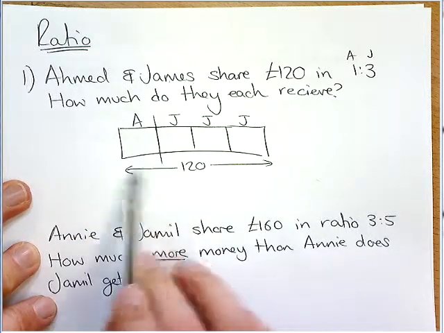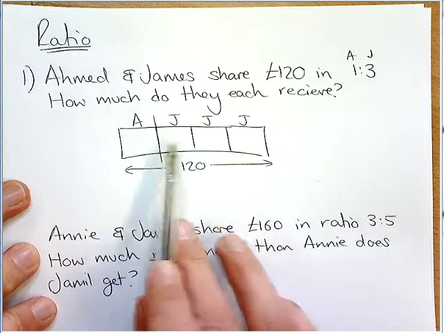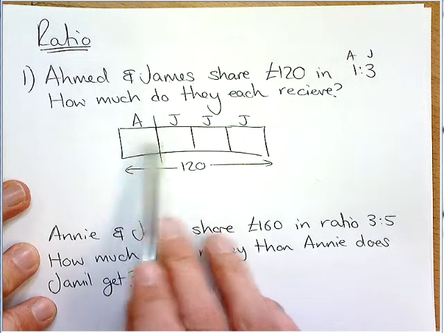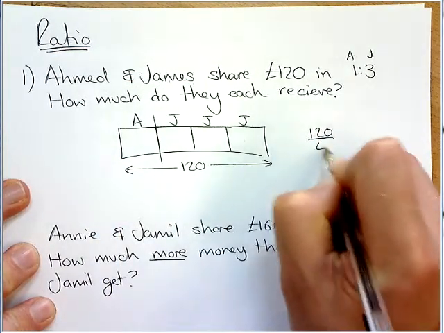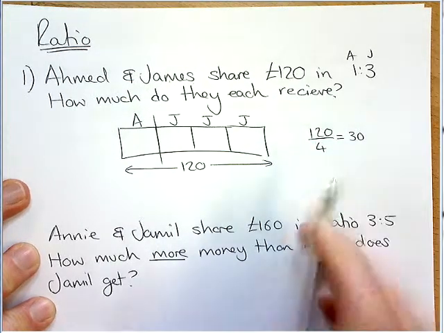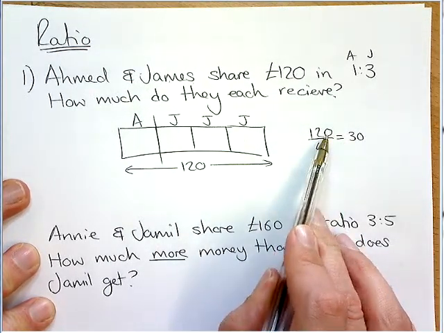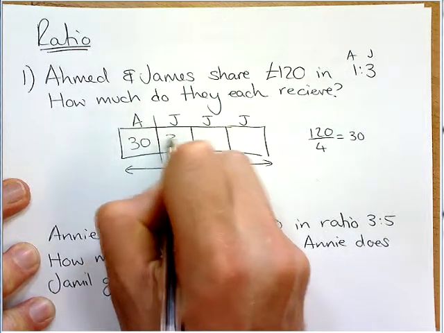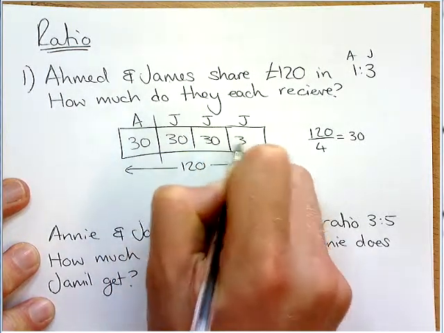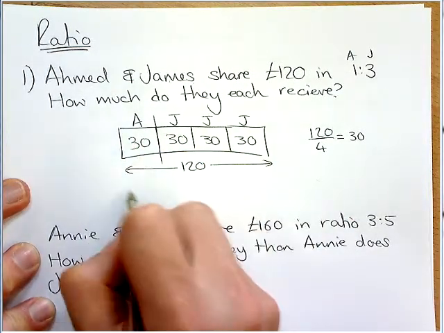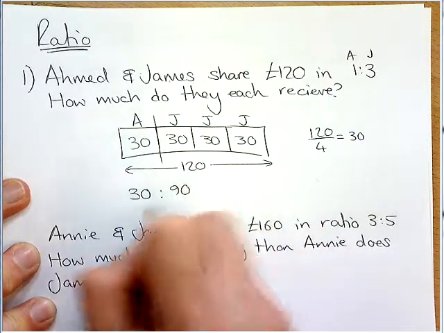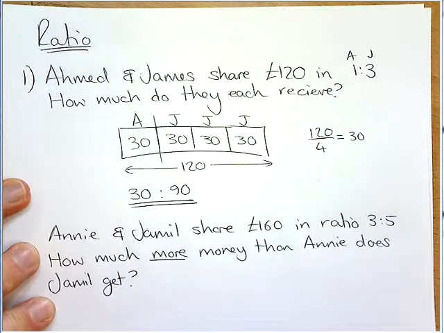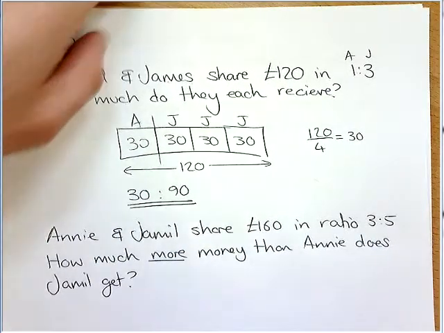So if we think of having 120 and splitting it between 4 parts, what would go in each of these? Well, obviously 120 divided by 4 is 30. 4s into 12 go 3, add the 0. So there's a 30 in each of these. So you can see that Ahmed is getting 30 and James is getting 90. There it is. The picture always helps with ratios.